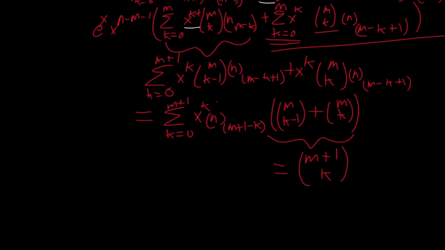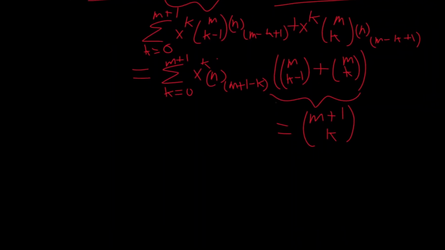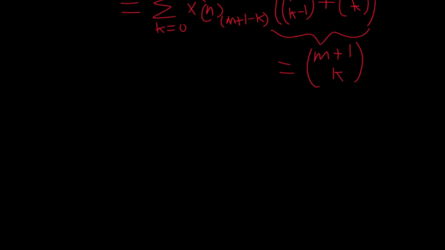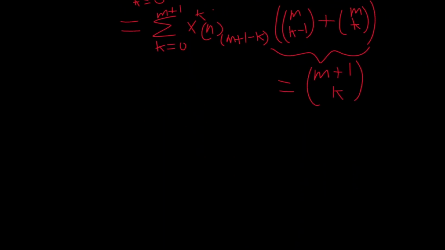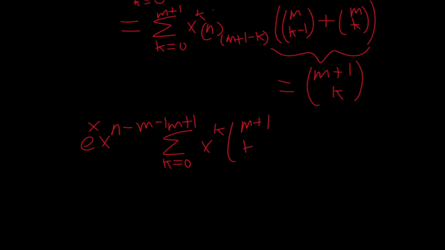So now bring down this e to the x term. It's e to the x times x to the n minus m minus 1. So this right here is just going to be our sum total. See what I did there, sum total. e to the x times x to the n minus m minus 1 times our sum from k equals 0 to m plus 1, and then times x to the k, m plus 1 choose k, and then n, and then following factorial m plus 1 minus k.